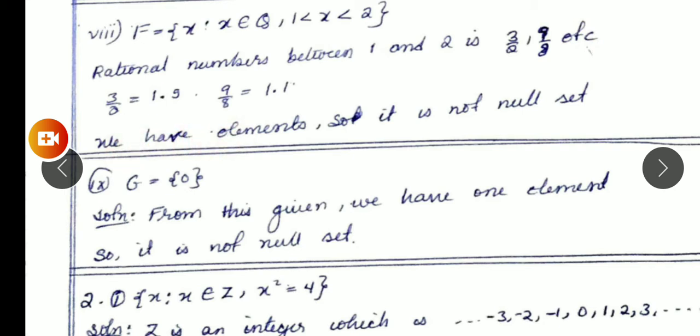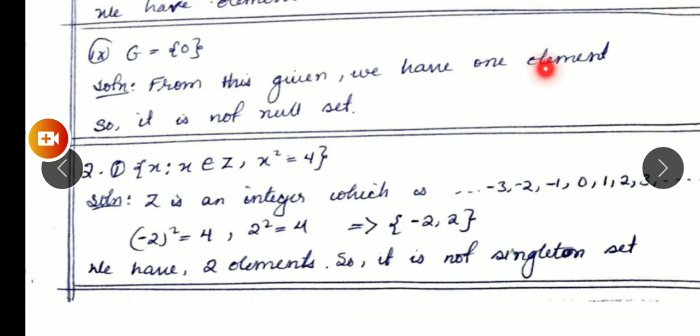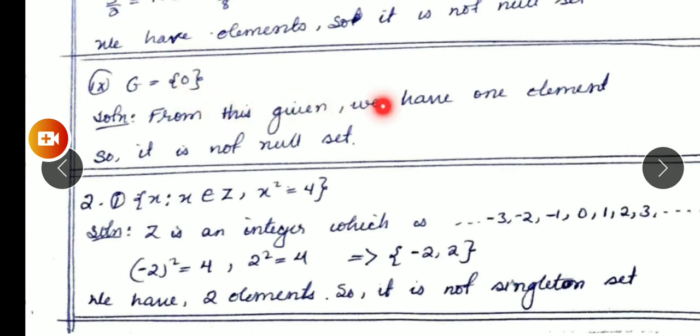So we have more than one element, so this is not a null set. We have one element, so it cannot be a null set. The null set means empty set. If the equation is put inside a bracket, phi, this is phi, the null set. But this question has a member which is 0. It has one element, so it cannot be a null set.